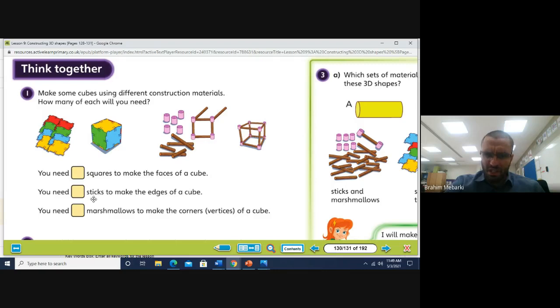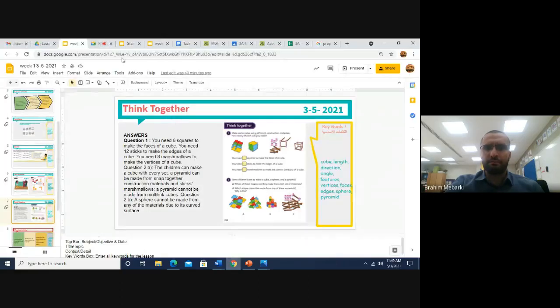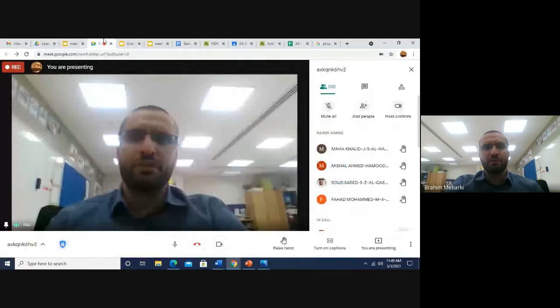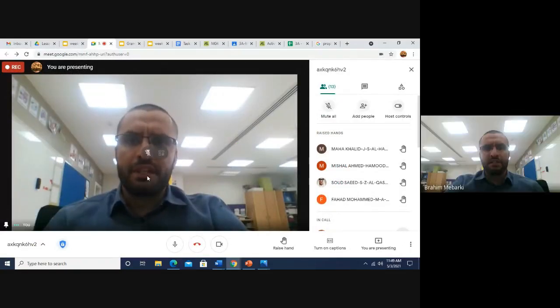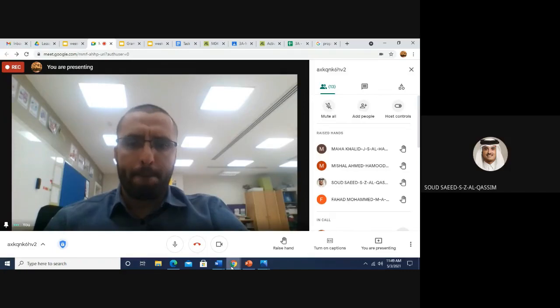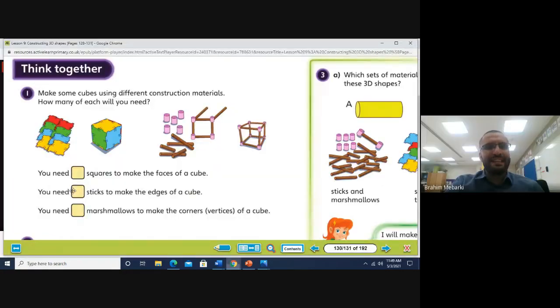Now, how many sticks do you need to make the edges of a cube? How many sticks? Click on the button. Saud. Yes, Saud. 8 sticks. Say it again, please. 8. Very good. So you need 8 sticks to make the edges of a cube.